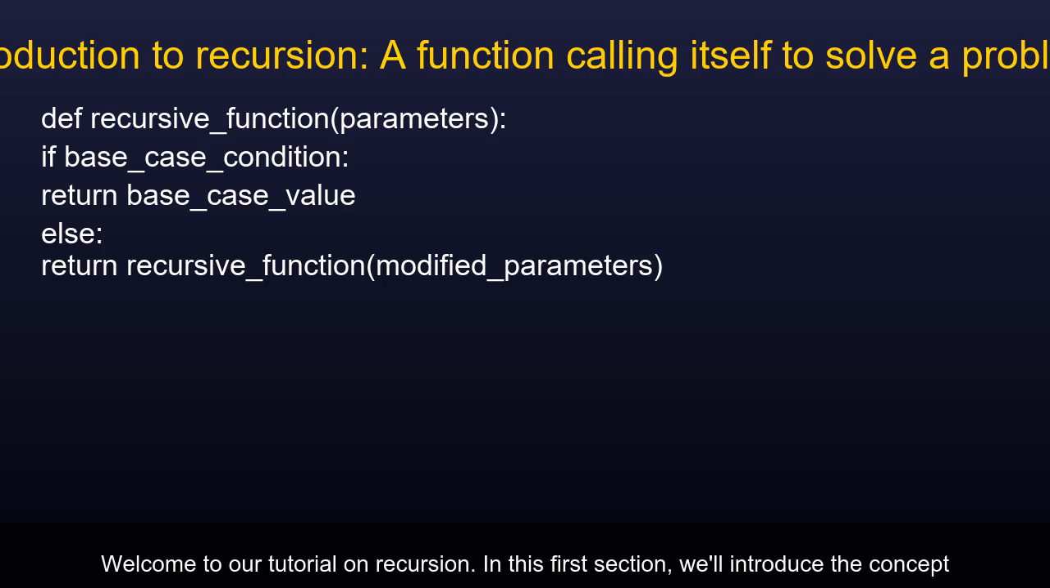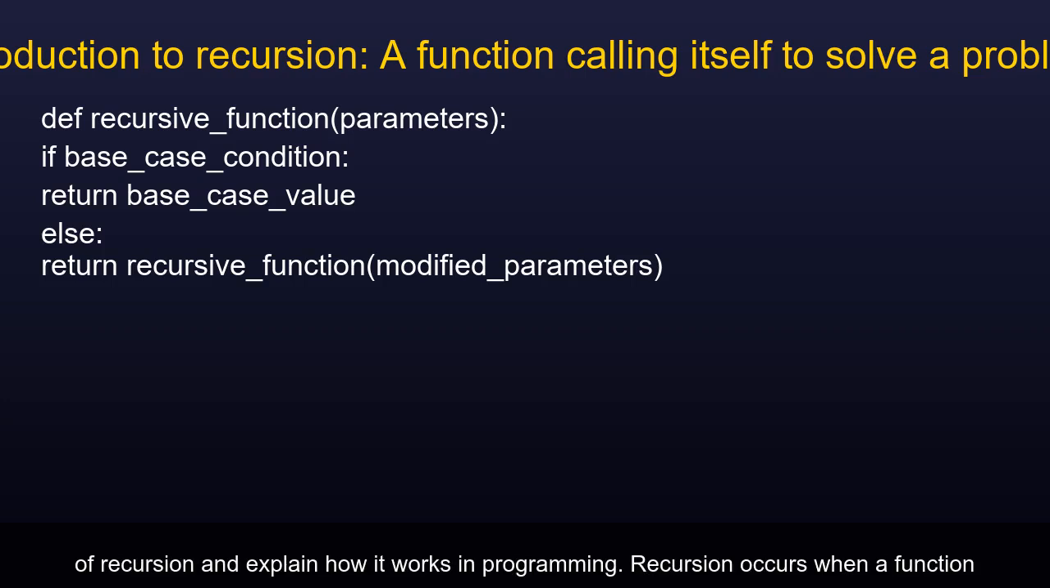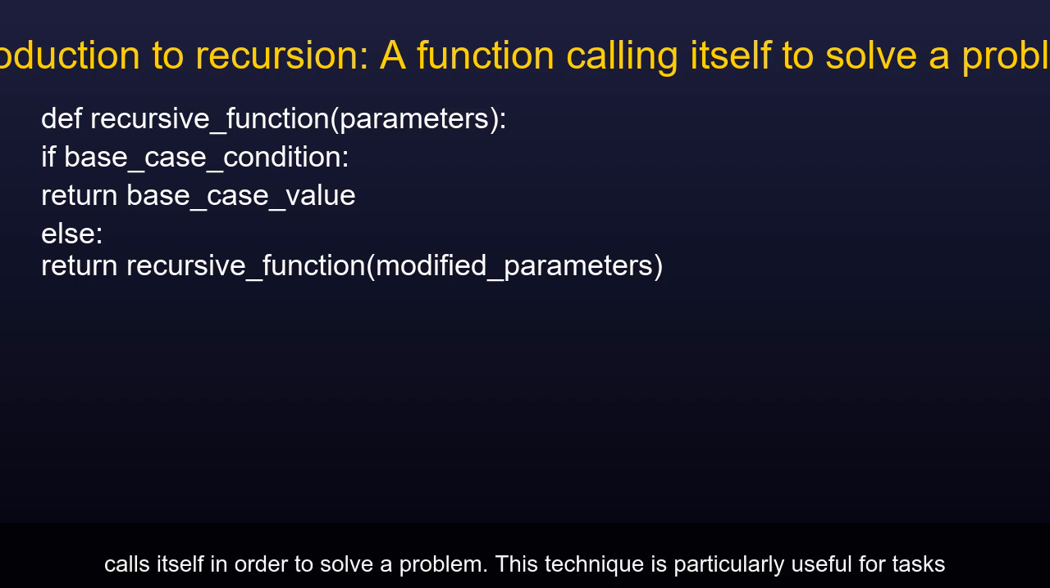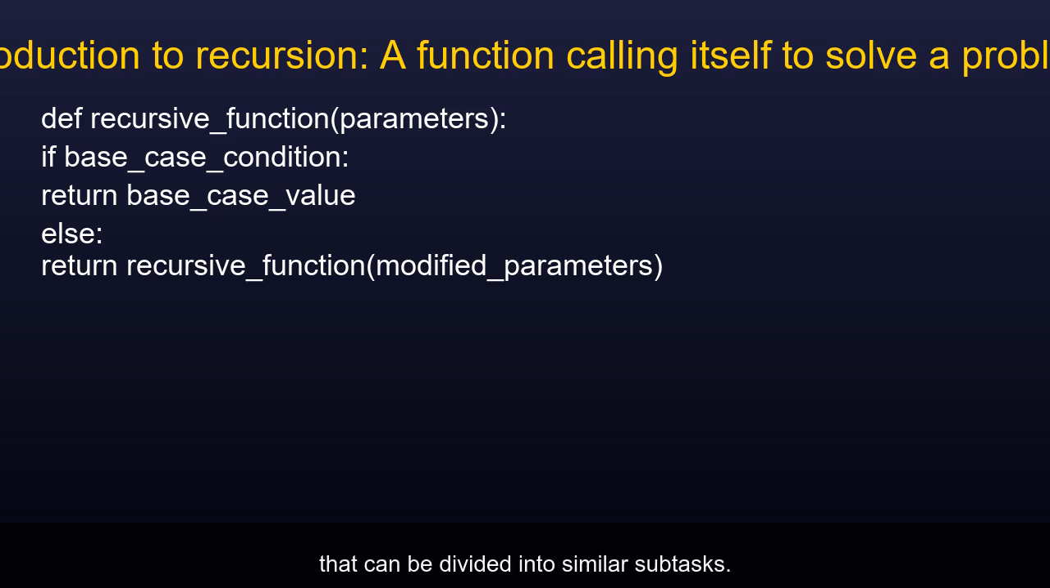In this first section, we'll introduce the concept of recursion and explain how it works in programming. Recursion occurs when a function calls itself in order to solve a problem. This technique is particularly useful for tasks that can be divided into similar subtasks.